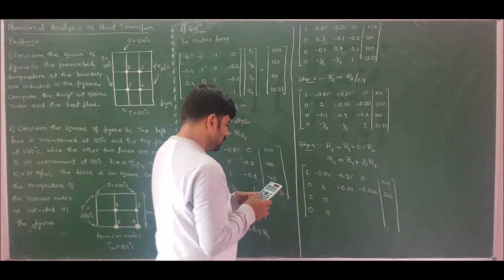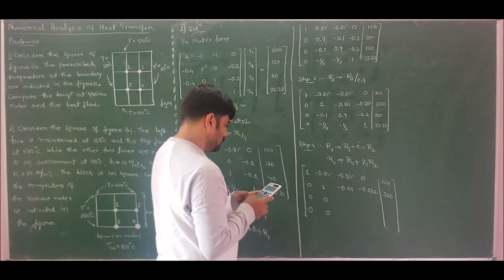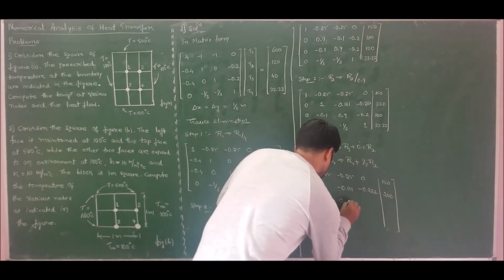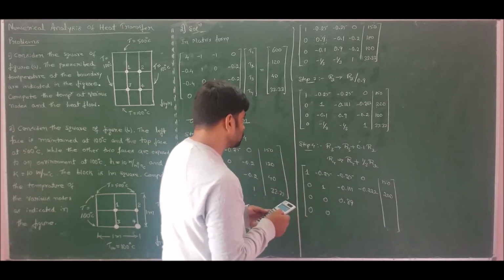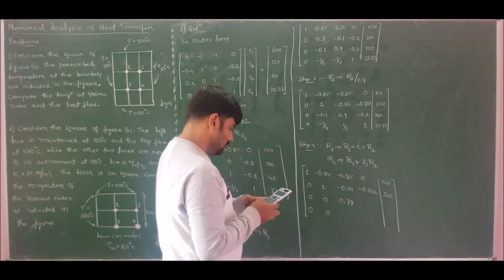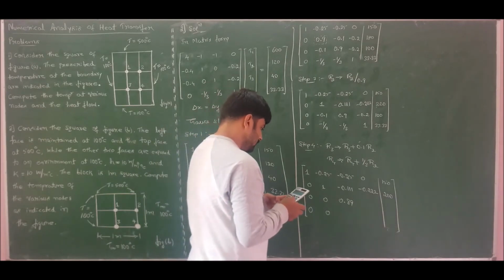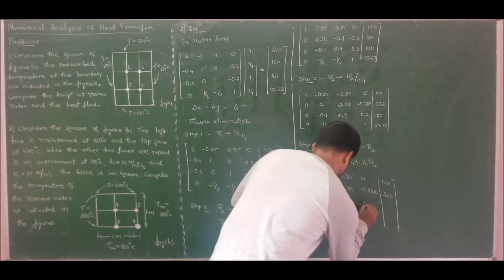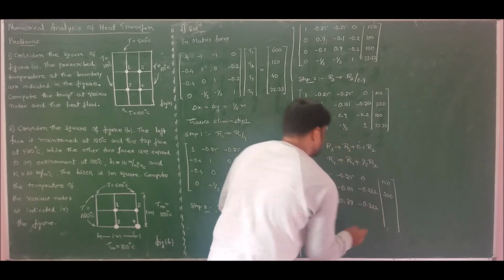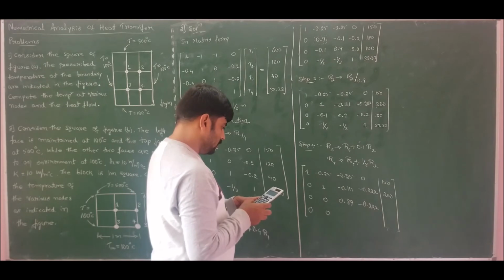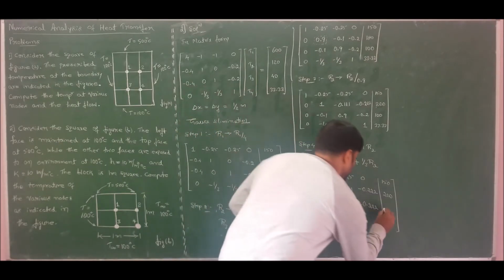So now if I solve, I have 0.9 plus 0.1 into minus 0.111, which is 0.89, minus 0.2 plus 0.1 into minus 0.222, which is minus 0.222. Next we have 100 plus 0.1 into 200, which is 120.